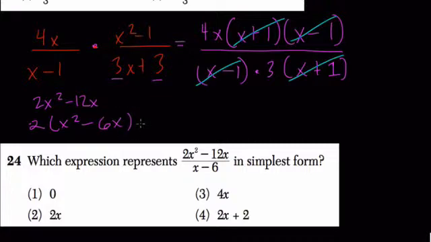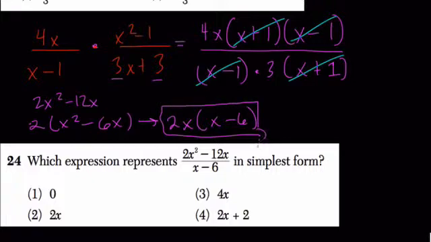You can almost see it now. There's still an x in common, so pull that out. So we have 2x, right, times x minus 6. So this is the expression for the numerator. Notice how x minus 6 and x minus 6 cancel out. And then what remains is just 2x, the simplified form of this fraction.